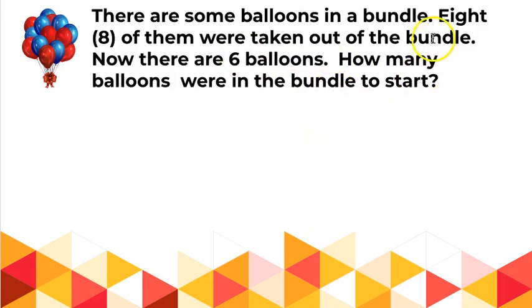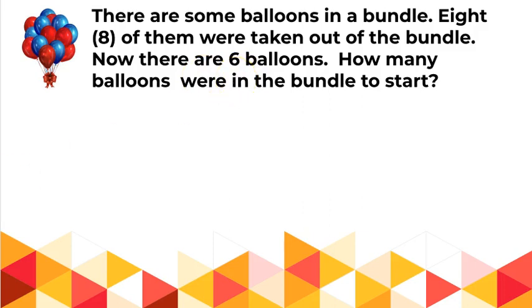8 of the balloons in the bundle were taken out or separated from the bundle. And that means that the change is to subtract 8 balloons. Now there are 6 balloons. Now, after the 8 are taken out, there are 6 balloons. The result, after the change, is 6.